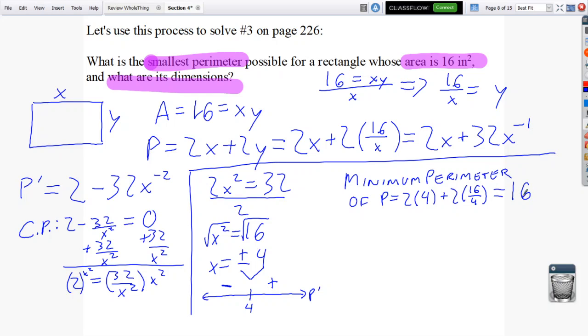So if I have a rectangle with an area of 16 square inches, the smallest perimeter that I can make is going to be 16 inches. And I can only go up from there. What are the dimensions of this rectangle? Well, one of the dimensions is going to be that x equals 4 by, now I just have to find out the other dimension, and the easiest way to find the other dimension, right up here, 16 divided by x gives me my other dimension. 16 divided by 4 gives me 4. 4 by 4. So it seems like the smallest perimeter is a square.